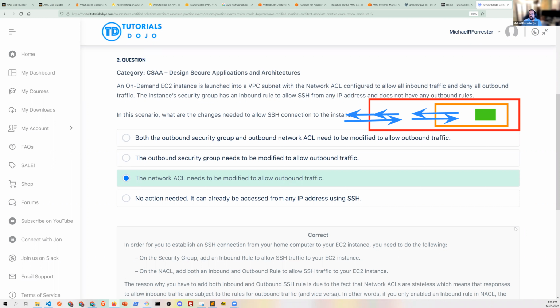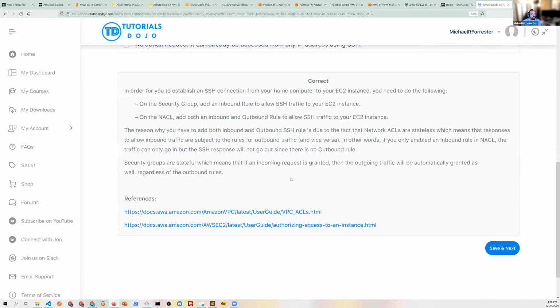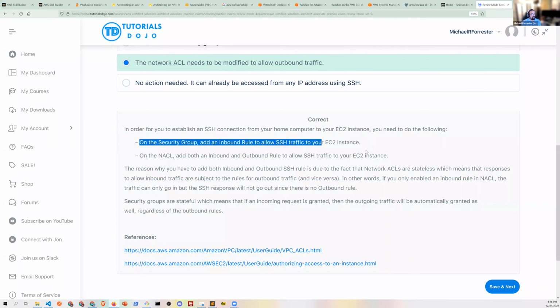Did that not make sense to anybody? Okay. And by the way, it says here, you only need one inbound rule for SSH, but you need two rules for SSH traffic on the network ACL.